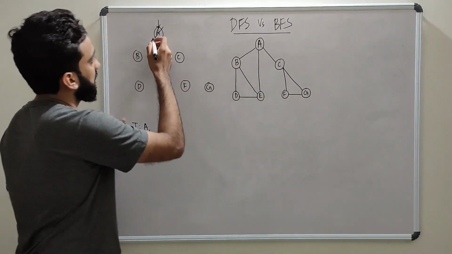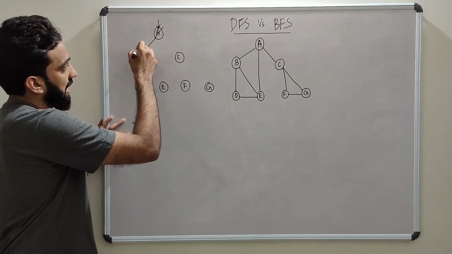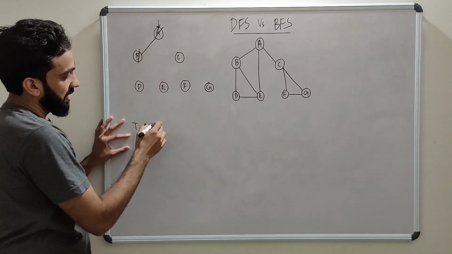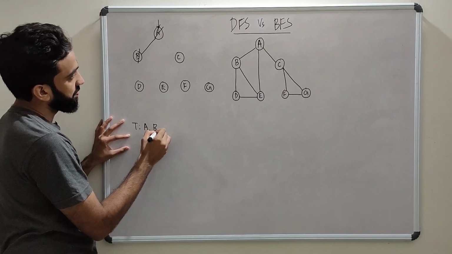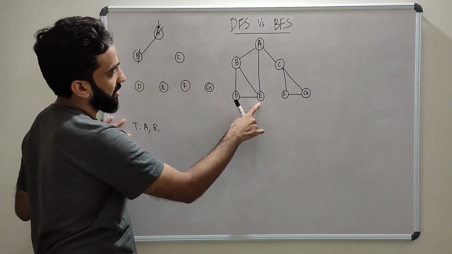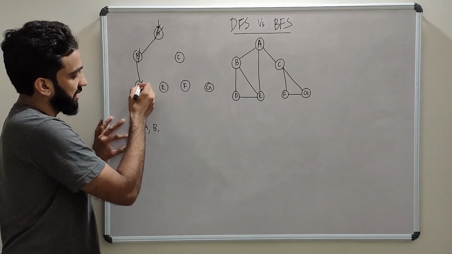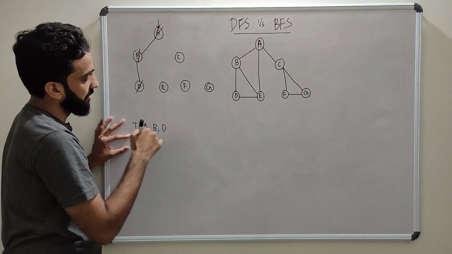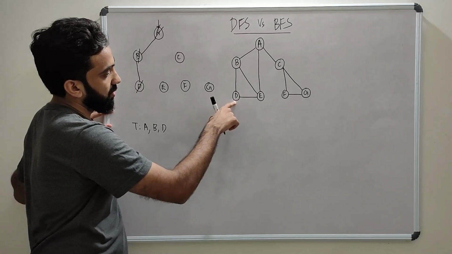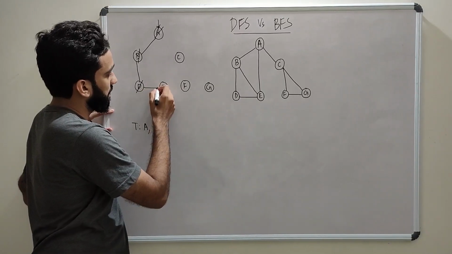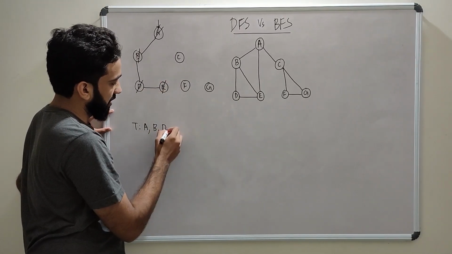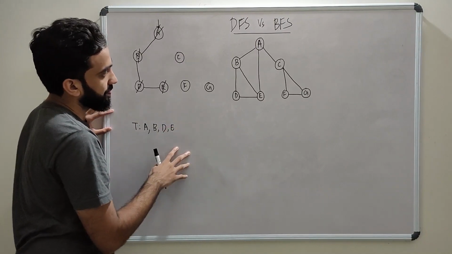Let's say it goes to B. So we'll mark B as visited and we'll add B to the T list. From B, it can go to D or E. Let's say it goes to D. We'll mark D as visited. We'll add D to our T list. From D, it has only option to go to E, so it will go to E. We'll mark E as visited. We'll add E to T list.